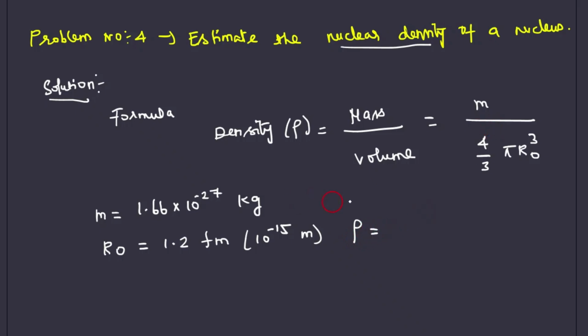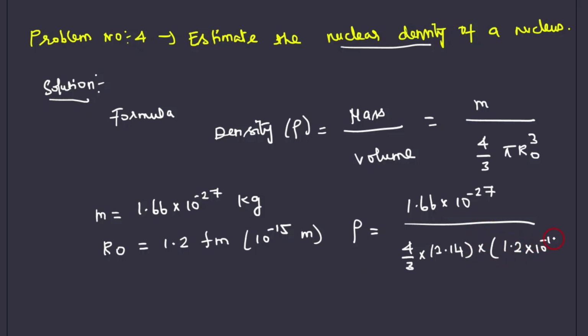Then rho is equal to 1.66 into 10 power minus 27 divided by 4/3 into pi, 3.14, into r naught, 1.2 into 10 power minus 15, whole cube. If you do all this, finally we get the density as 2.3 into 10 power 17 kilogram per meter cube. So this is important.